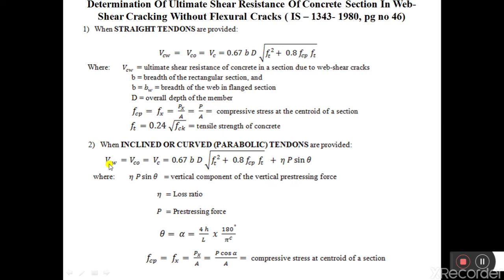That is, Vcw = Vco = Vc = 0.67 b D square root of (ft squared + 0.8 fcp ft) + η P sin θ, where η P sin θ is the vertical component of the prestressing force, η is the loss ratio, P is the prestressing force, and θ, also called alpha, is equal to 4h by L into 180 by pi.